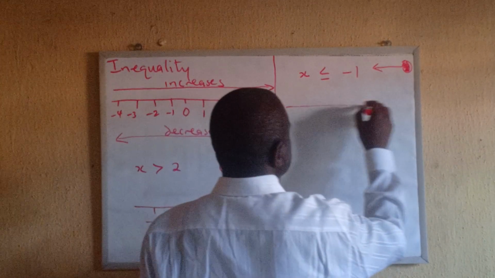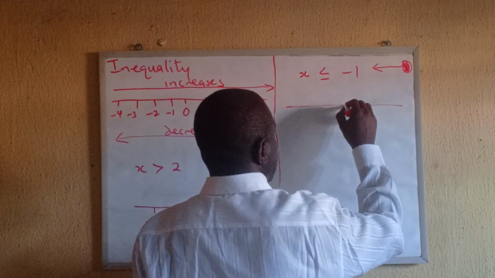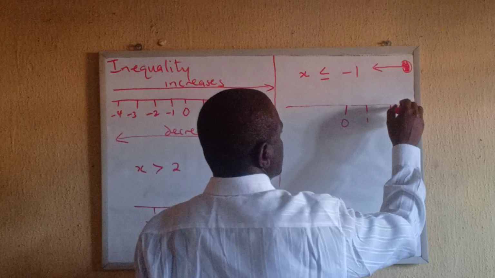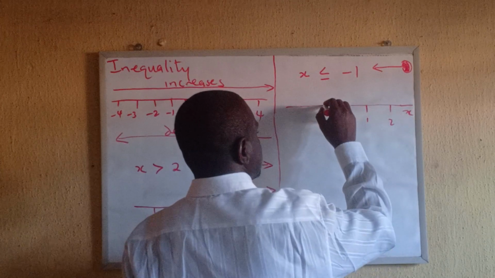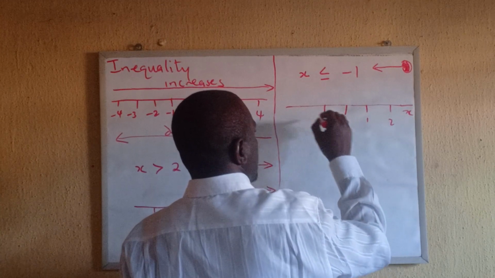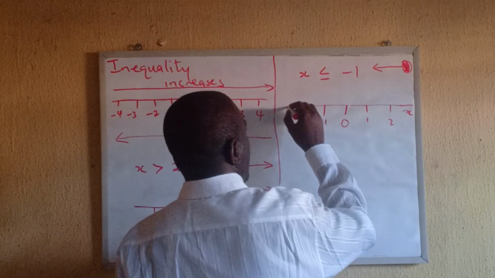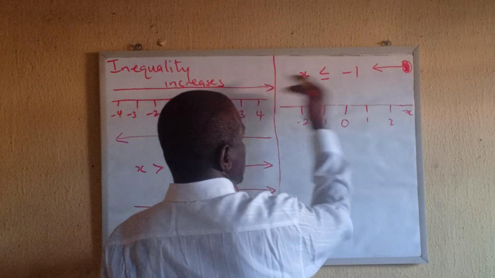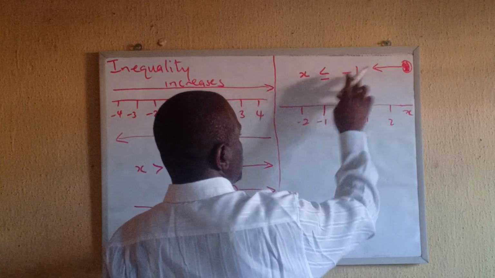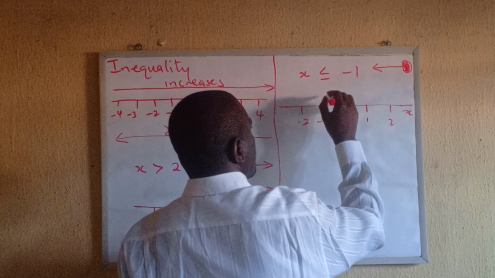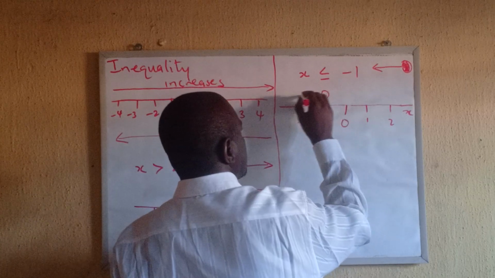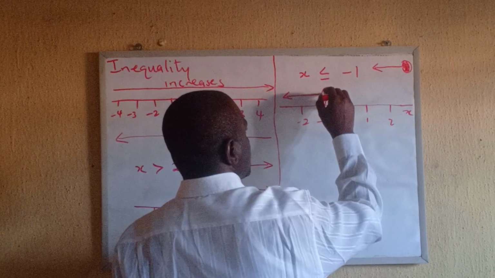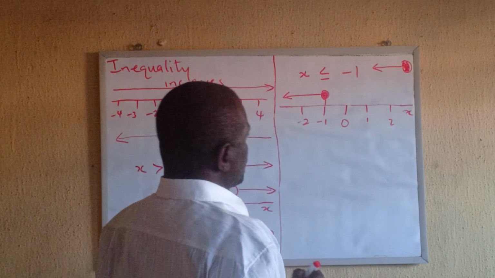I'll draw a number line. At the middle, I put 0. If this is my 1, this is my 2, I'll put x here. I can also reflect it here: -1, -2. So because the inequality is x is less than or equals to -1, I will position my circle here with the arrow, and I will shade it because -1 is included.